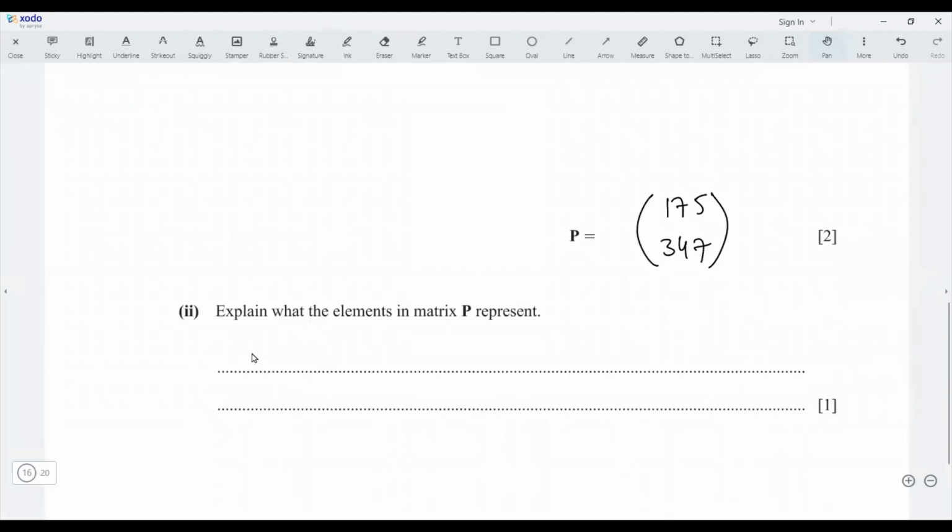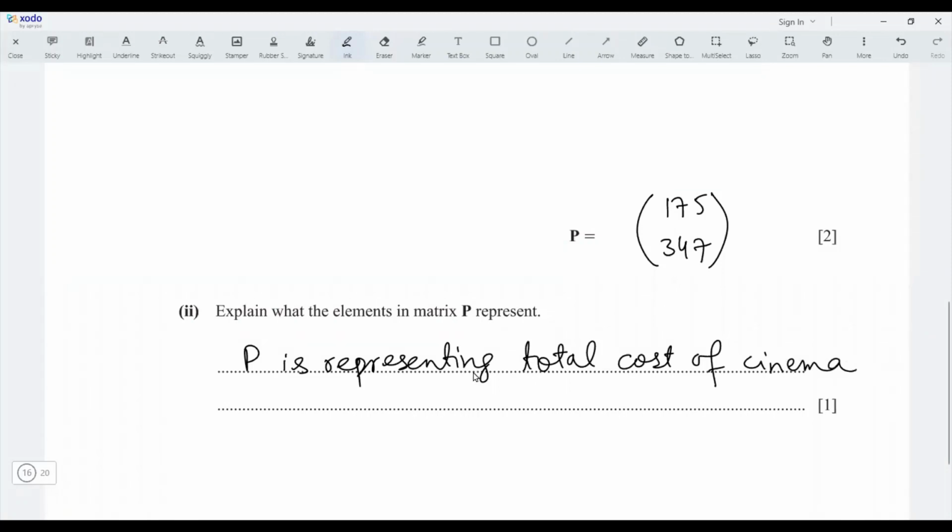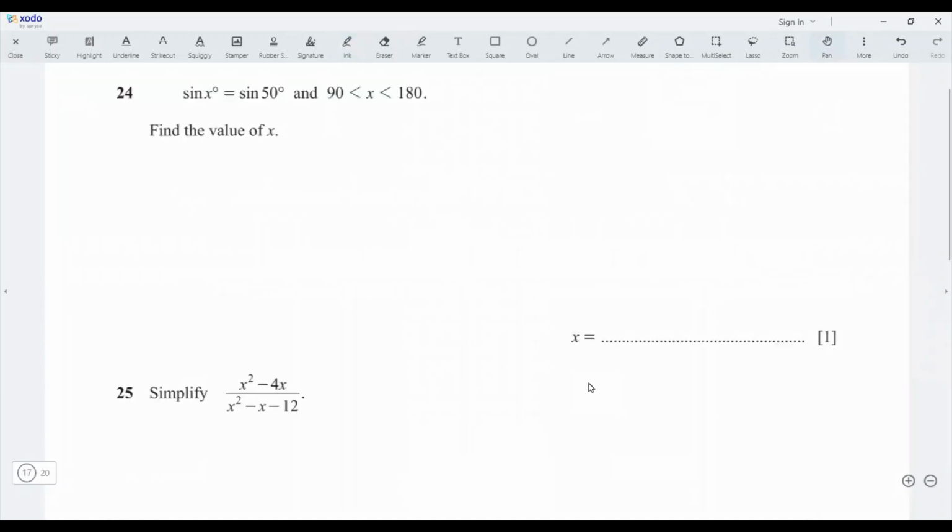Okay, we can write down: P is representing the total cost of cinema tickets and theater tickets. So I hope you understand. I'm moving ahead. So this is simple multiplication of matrices.